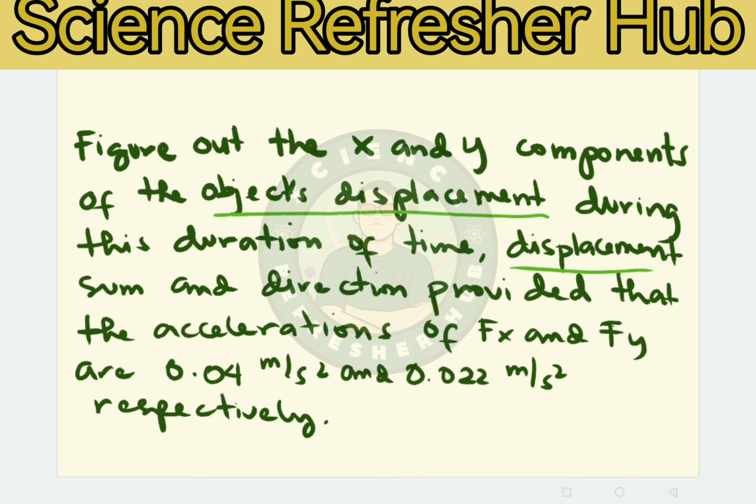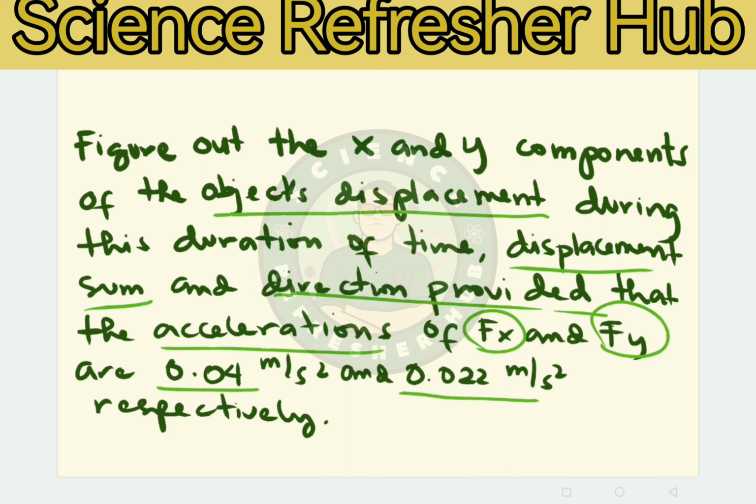Displacement sum, that is just the total of the displacement x and y, or the hypotenuse of our right triangle. And then the direction is provided, and the accelerations of our floating plastic object are 0.04, that's Fx, and 0.022 for Fy acceleration, respectively.